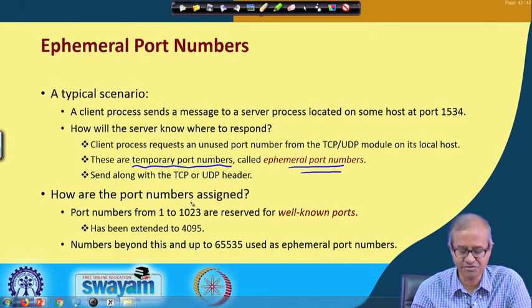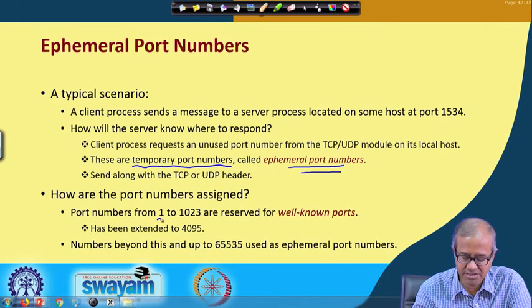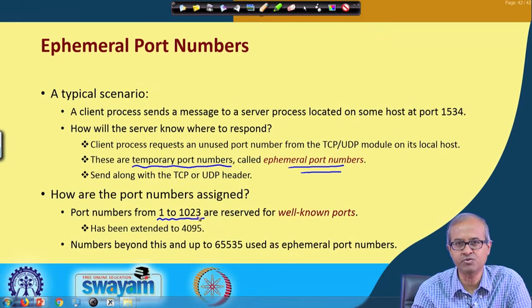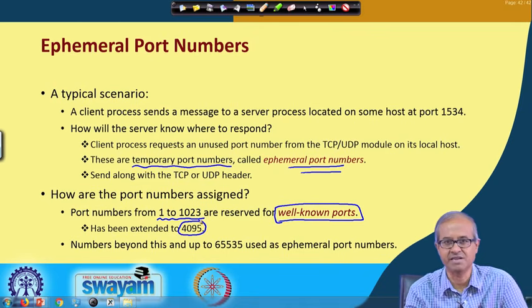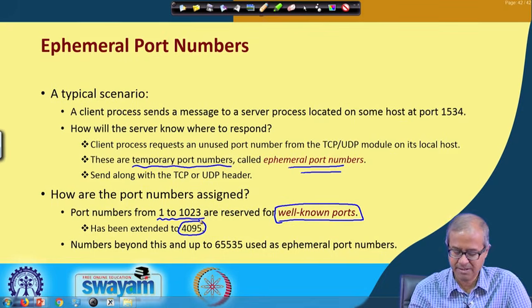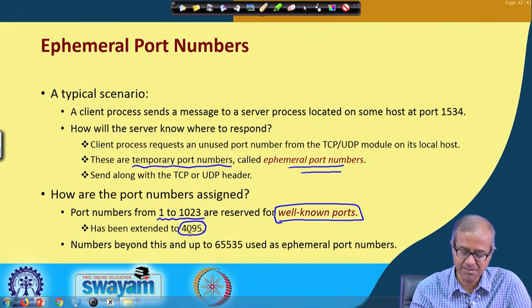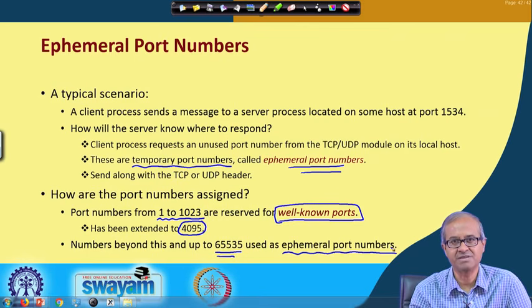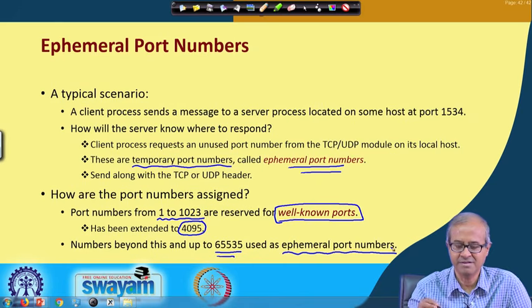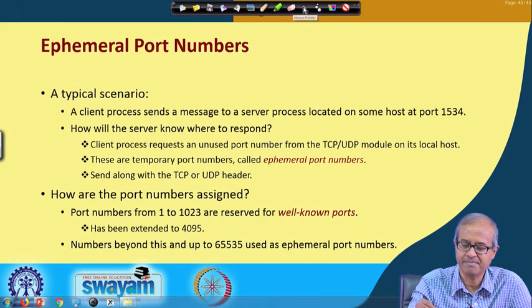Now, there are some conventions which are followed. Port numbers from 1 up to 1023 are supposed to be reserved for the well known ports, but recently this has been extended up to 4095 as the number of well known services is increasing, with various kinds of services. Numbers beyond 4095 and up to the maximum can be used as the temporary port numbers, the ephemeral port numbers, right. Okay.